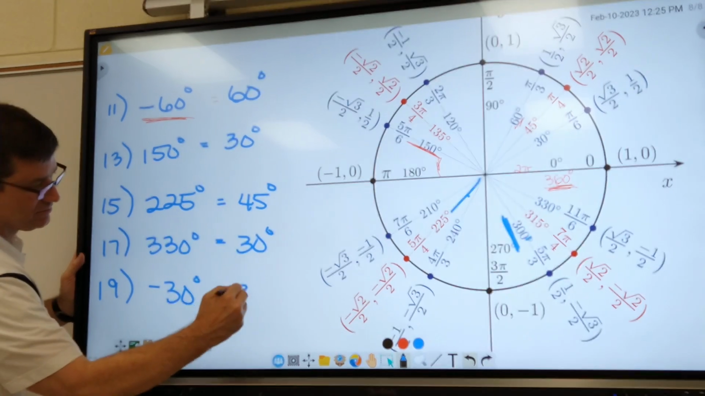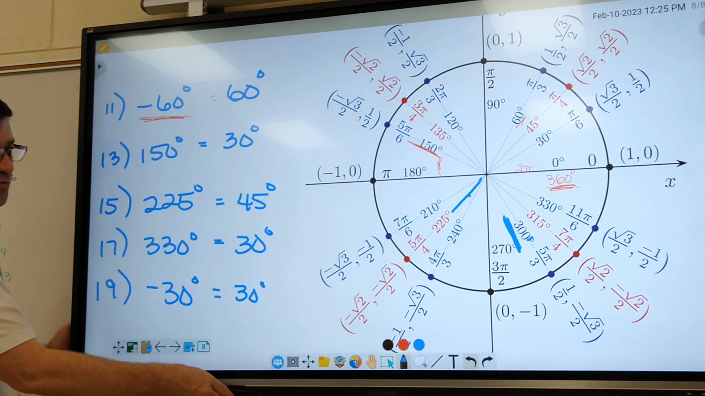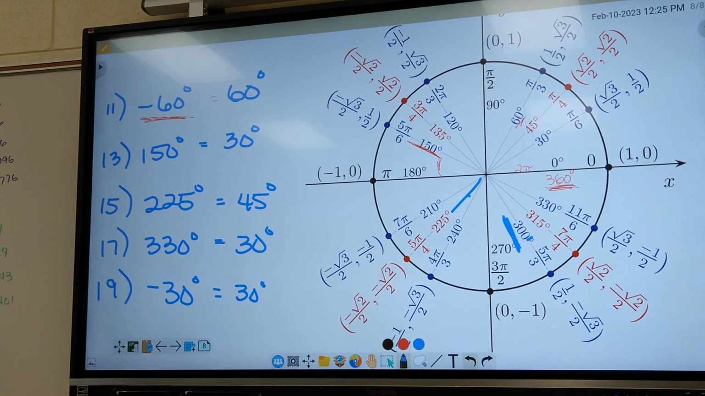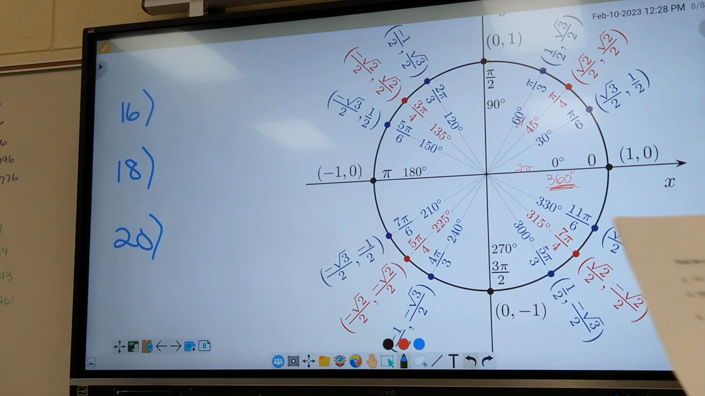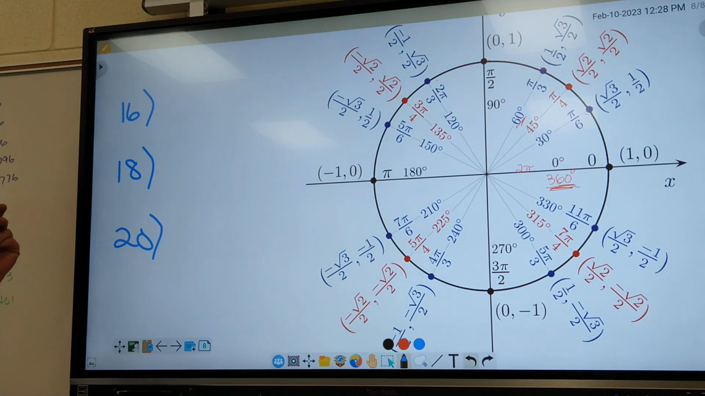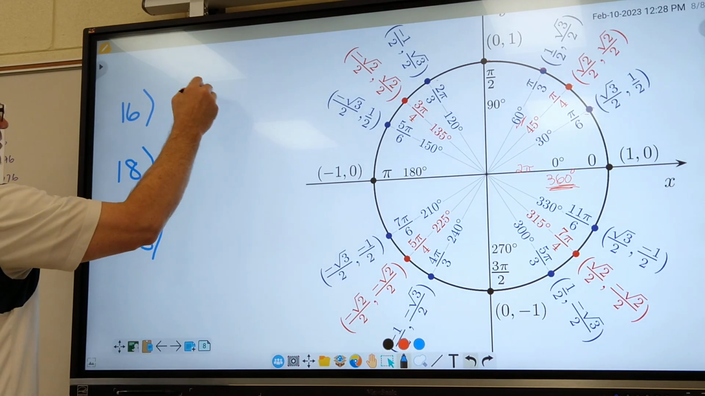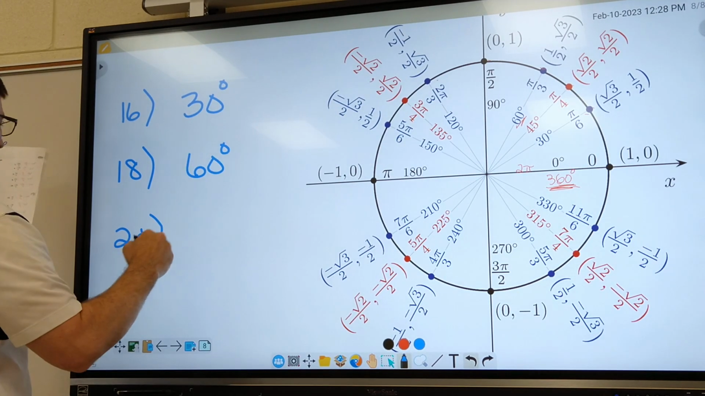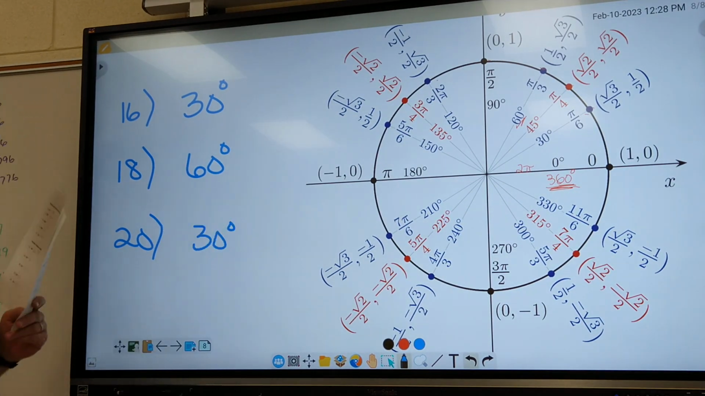All right, y'all try the right column and we'll check it. All right, 16. What did y'all get? 30 degrees, 18, 20. Do we need to go over any of those? We're good? All right, I'm going to give you an extra one.